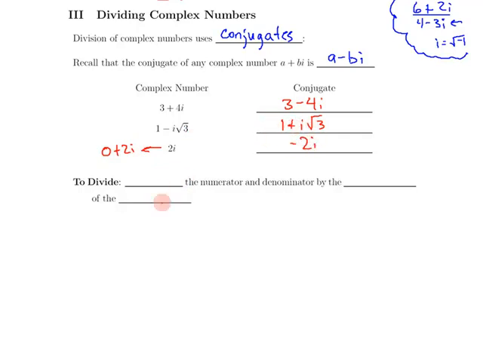So to divide complex numbers, we're going to multiply the numerator and denominator by the conjugate of the denominator. The effect of that will be to get rid of the i in the denominator, because it gets rid of the radical. i is the radical.